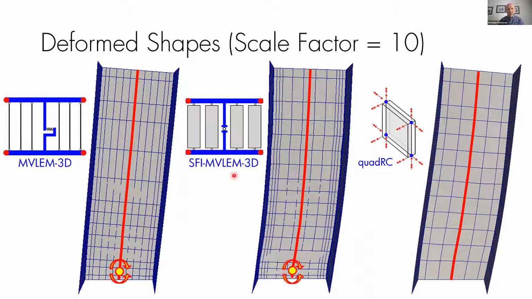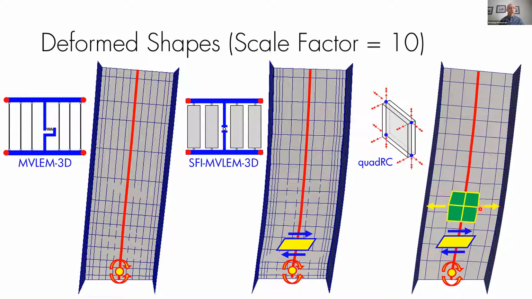In the shear flexure interaction model, I do have some flexural hinge, but I also have some shear deformations at some point over the height. And the quad RC model has both, but it also has this breathing mode because it allows this stretching. So kind of interesting, and really all these models are conceptually different in a way.